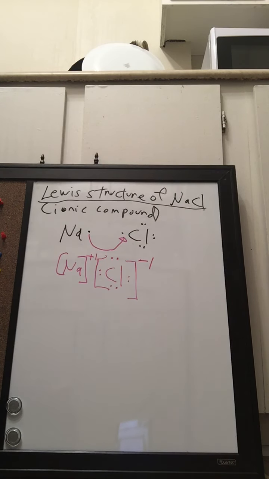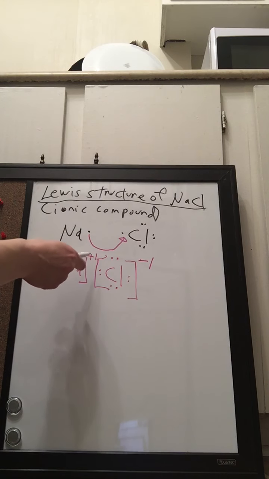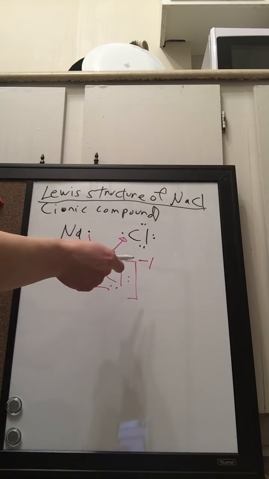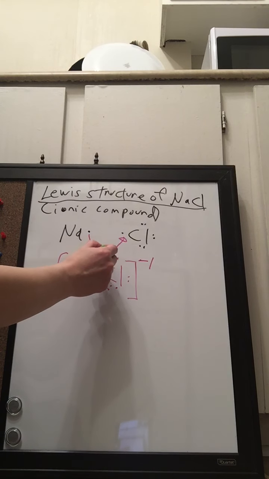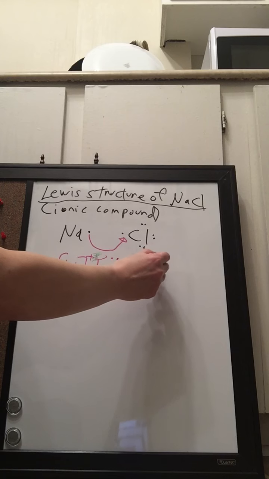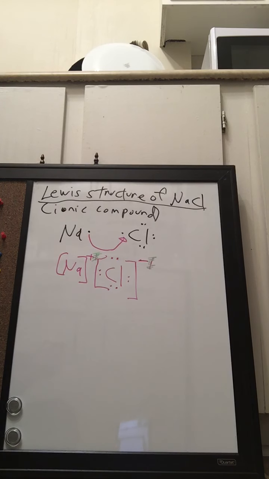Right? My notation is +1 and -1, but you don't even really have to put that 1 in there, and you don't have to put that 1 in there either. So that's a Lewis structure for NaCl.